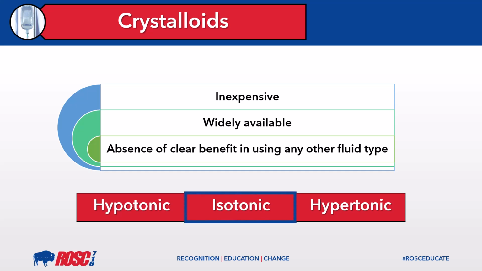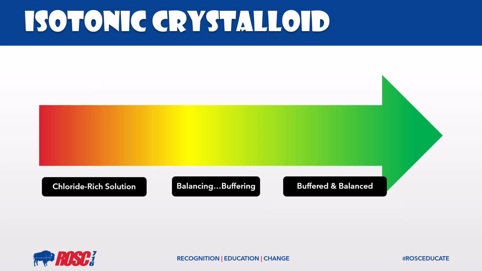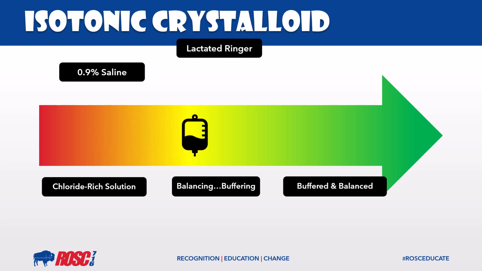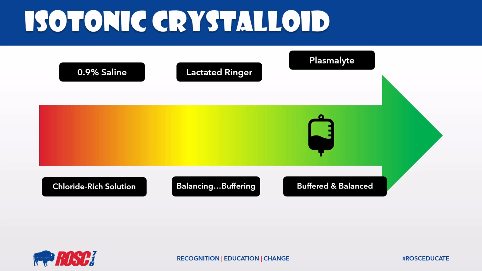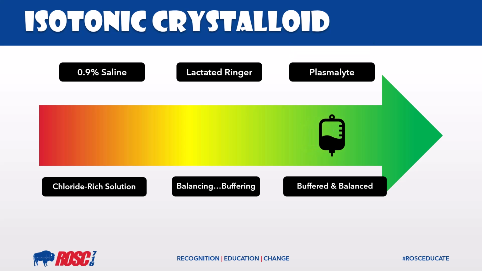We use isotonic crystalloid for volume resuscitation, and the discussion and literature review for hypertonic saline for resuscitation is outside the contents of this lecture. Focusing in on our isotonic crystalloids, first we have chloride-rich solutions, and this would really be normal saline, 0.9% saline. Then moving on, we have IV fluids that start balancing, they start buffering, and this would really be our lactated ringer. And then lastly, we have a true buffered and a true balanced IV fluid, and this would be mainly Plasma-Lyte, and in some regions of the country, there's also Normosol.